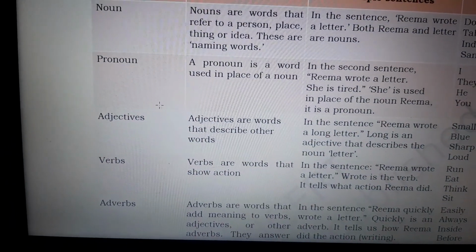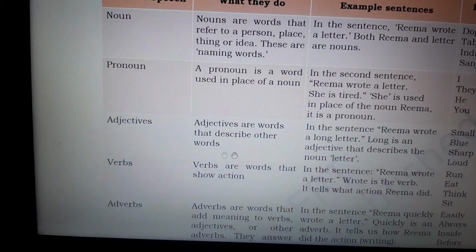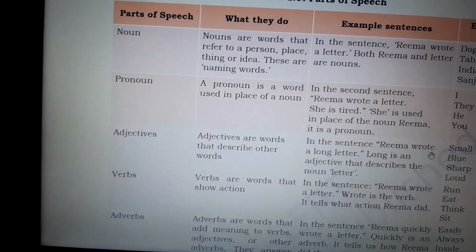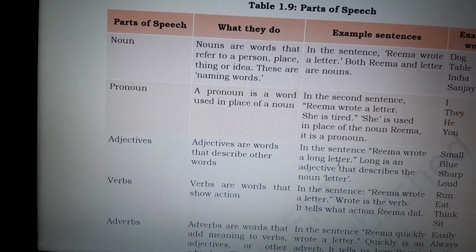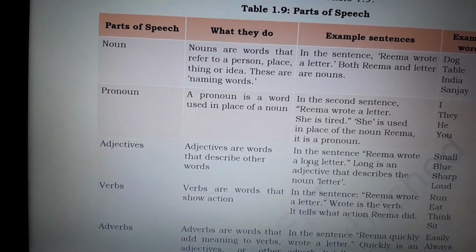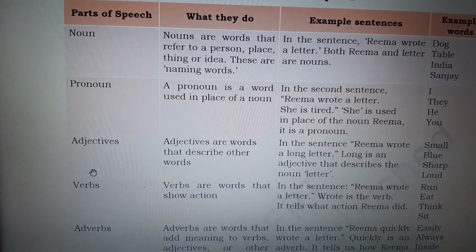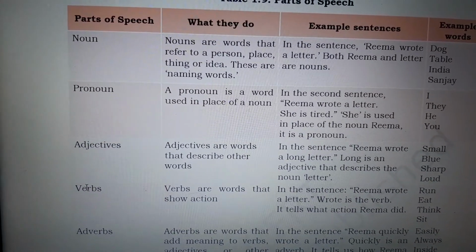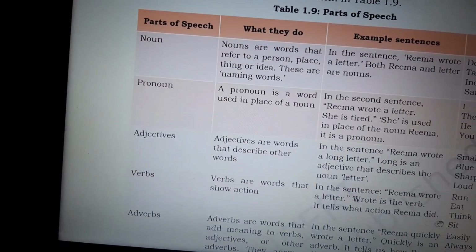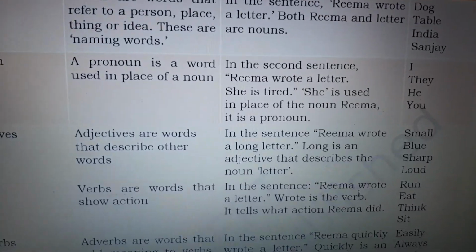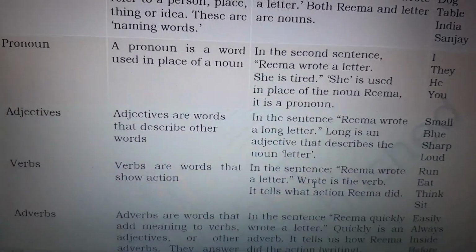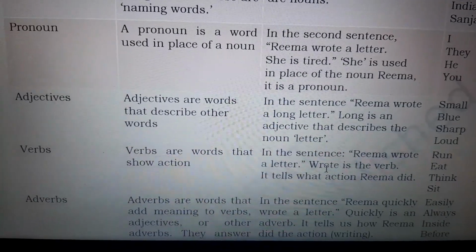Adjectives. Adjectives are the words that describe other words. For example, here Rima wrote a long letter. So the letter is written in a long format. So long is an adjective. Verbs. Verbs show some actions. Right? Rima wrote a letter. So here wrote is a verb. What action she was actually performing.